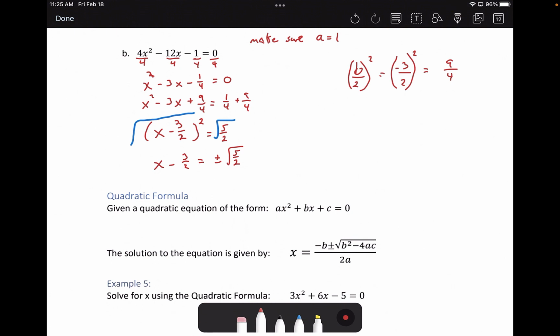From here, we can set up two separate equations. X minus 3/2 is equal to negative root 5/2, or x minus 3 halves is equal to positive root 5/2. Add 3 halves to both sides. And this one as well, we'll add 3 halves to both sides. And we have our answers.